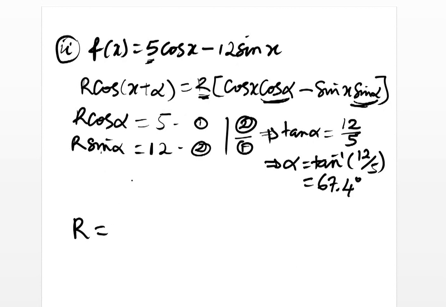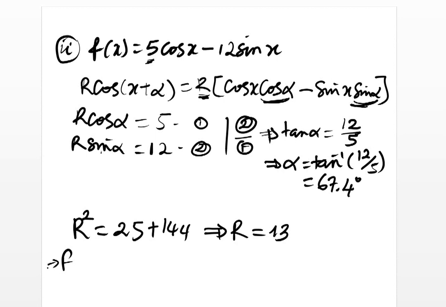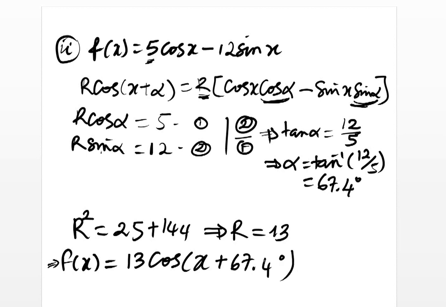And equally, our r will be 25, that's 5 squared, plus 12 squared, 144. That will be our r squared. This implies our r is the square root of 169, which is 13. So this implies that our function can be written as 13 cos(s + 67.4 degrees). That is how we were asked to express that function.